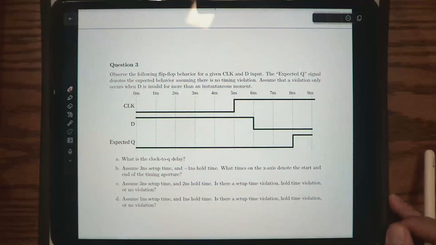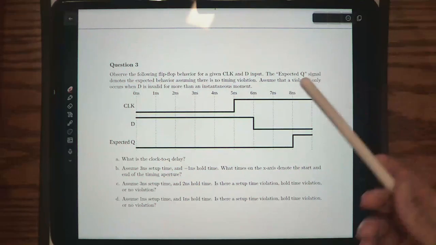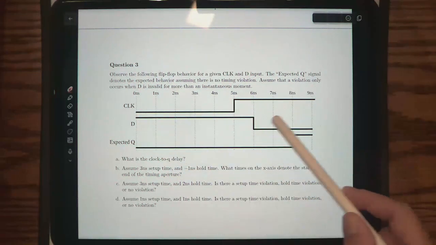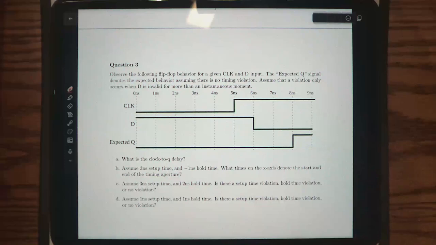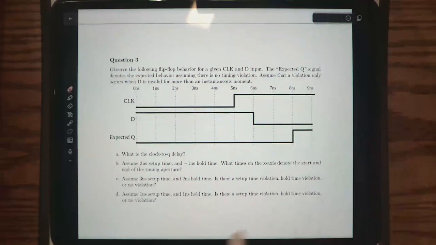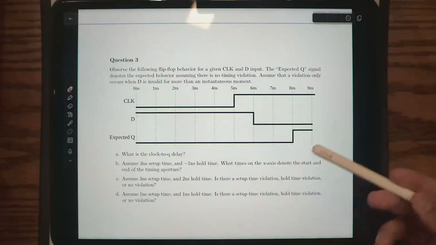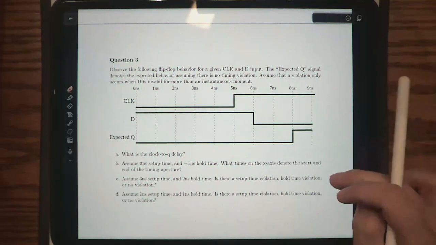This is asking about just the timing behavior of flip-flops. So setup, hold time, clock to Q. Really try to spend a lot of time trying to understand how this works. You can try playing around with the flip-flop visualizer website that I provided to see if you can make some sense of this. Question 4 is more of the same.